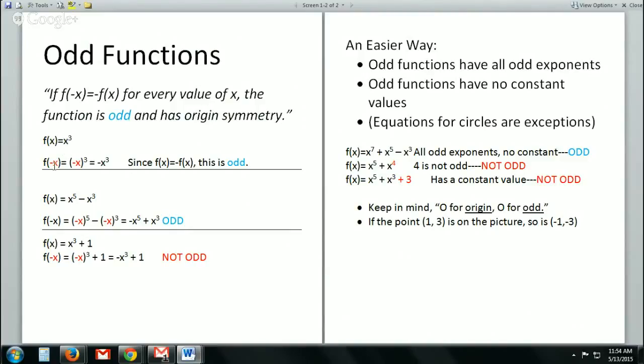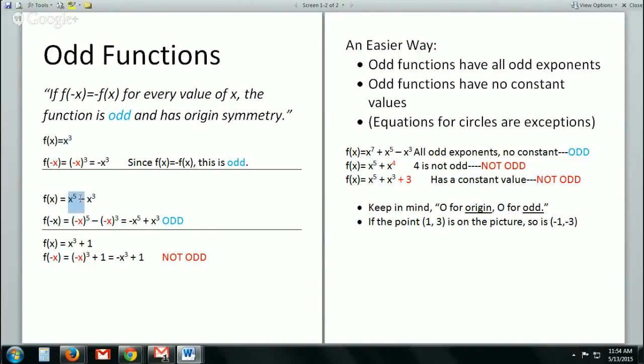If we take negative x and we put it in for this x, negative x times negative x times negative x, that's an odd number of negative factors, so that's going to give us a negative result. It's negative x cubed that we ended up with. Now notice that this negative x cubed is completely opposite of the x cubed that we started off with. Since they are completely opposite things, this is an odd function.